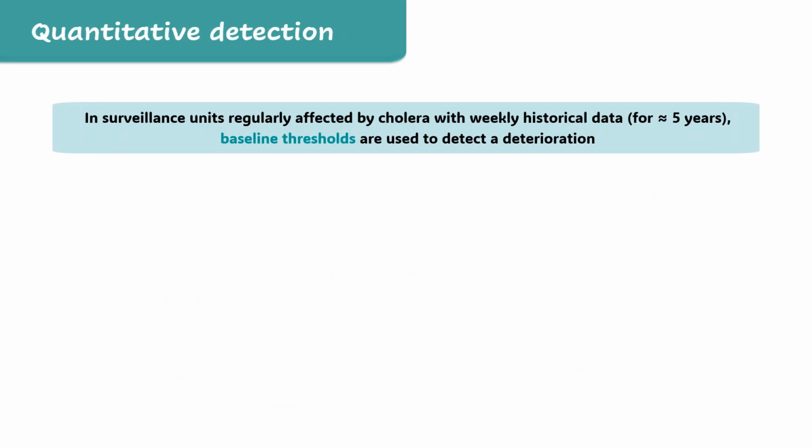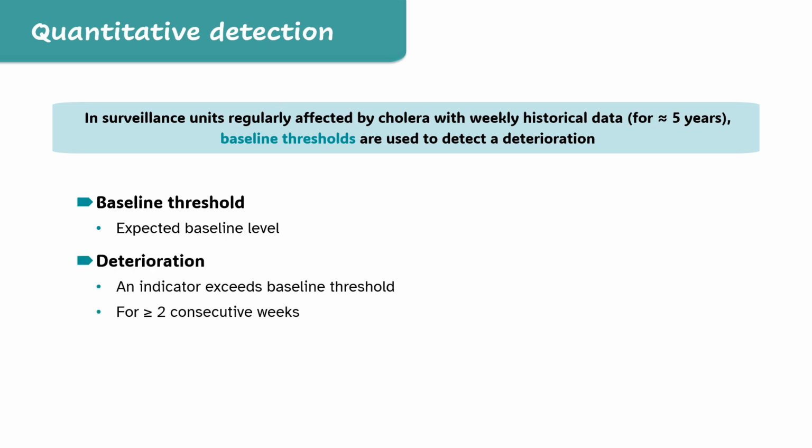In surveillance units regularly affected by cholera and where weekly historical data are available for about the past 5 years, the deterioration of an outbreak can be detected in a quantitative manner using baseline thresholds. Baseline thresholds correspond to the expected baseline level in a given surveillance unit on a given week. An indicator below the baseline threshold is considered as within the expected normal range. If an indicator exceeds the baseline threshold for at least 2 consecutive weeks, this indicates a deterioration.